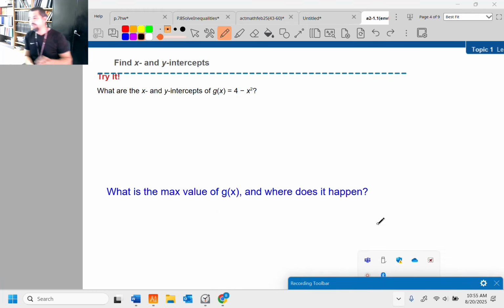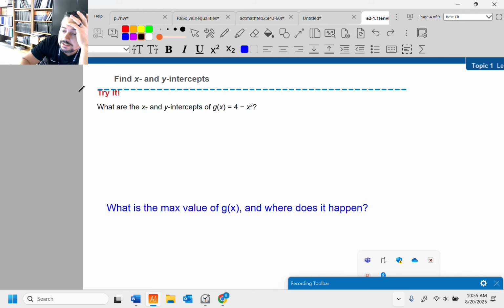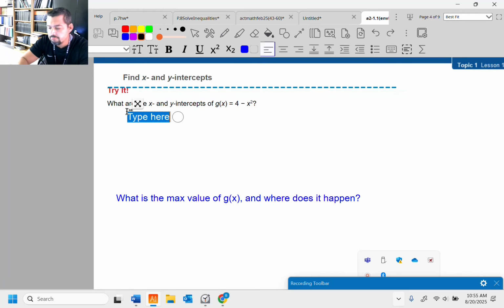All right, so this in class would be a you try, okay? But, you know, you're watching a lecture online. So what are the x and y intercepts of g of x equals 4 minus x squared? Again, we're just going to write down what we know. To find an x-intercept, we let y equal 0. All right, so g of x is fancy for y. 0 equals 4 minus x to the second.